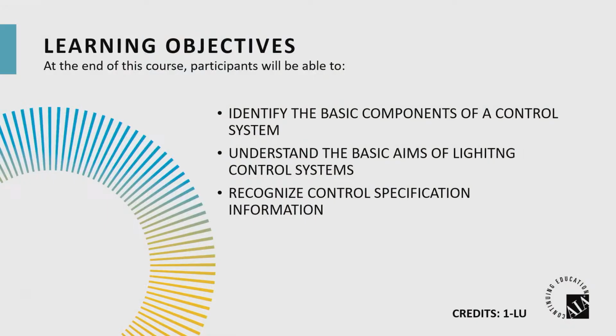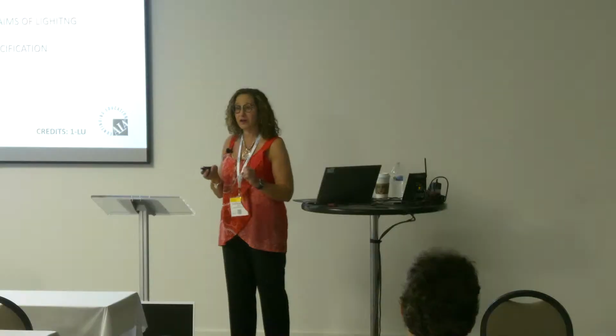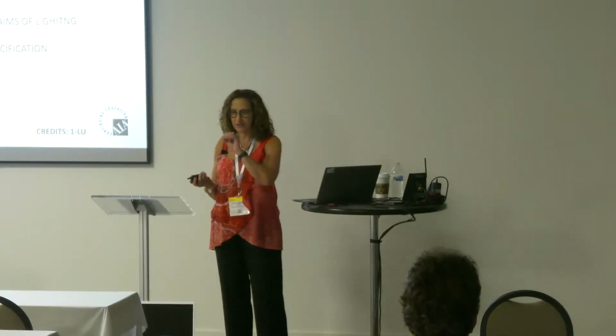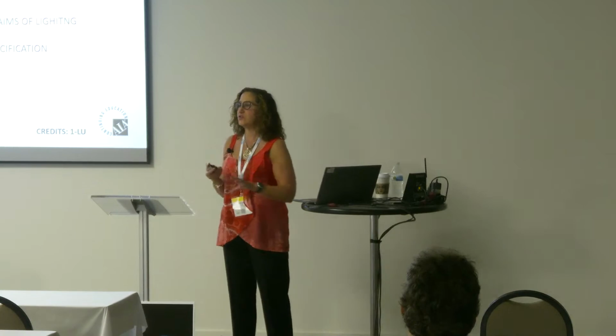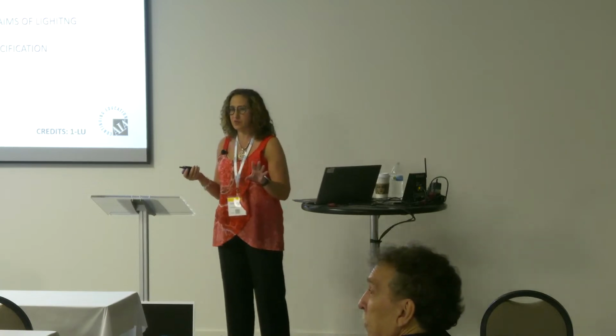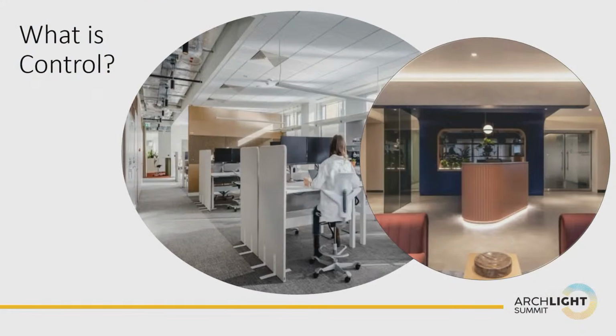Here are the things you'll be able to do at the end of this. You'll be able to fly planes, cook like a master chef. No. So we're going to talk about the basic components of a control system. We're going to understand what lighting control systems do, and we're going to talk about how to recognize control information. This is a basics class. We're going to talk about the difference between occupancy and vacancy. We're going to be very, very sort of weedy about this so that we can demystify this process a little bit. So when we're talking about control, what are we actually talking about?